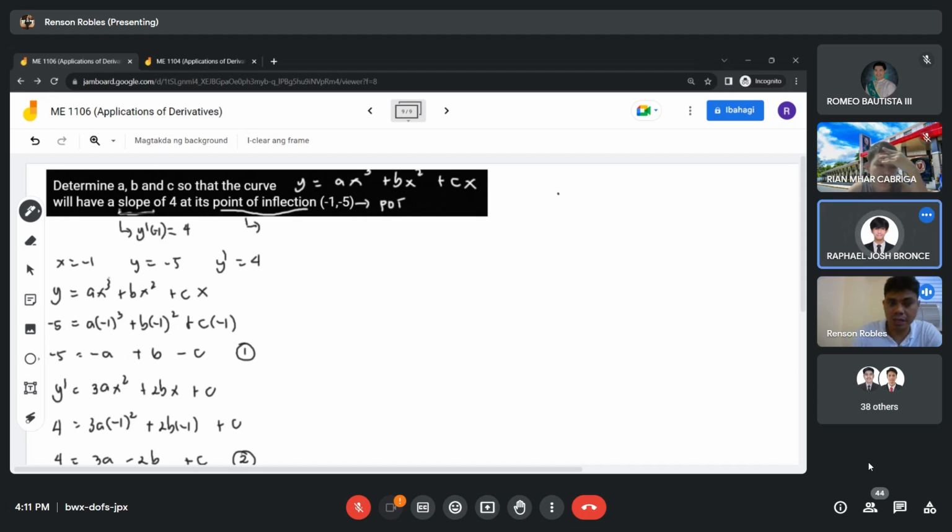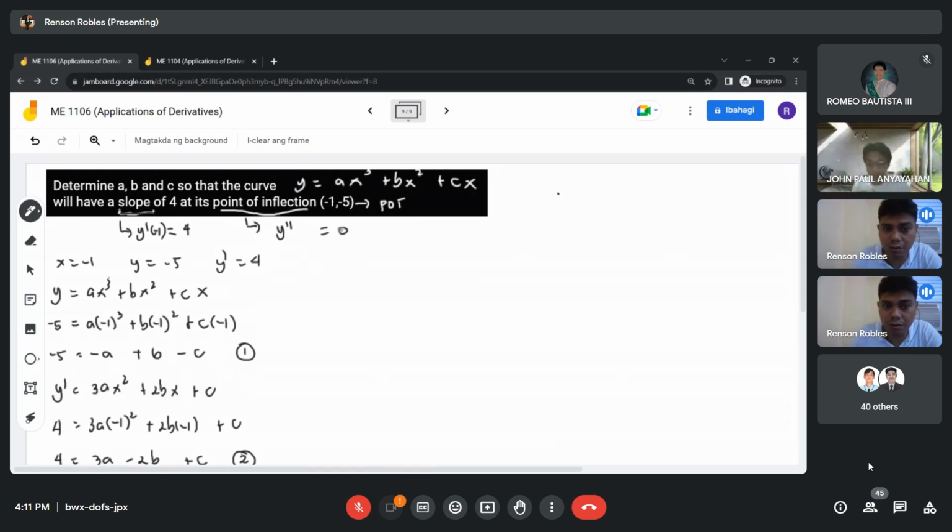Second derivative. So y double prime is equal to... How do you get the point of inflection? The second derivative test, and you let the second derivative be equal to 0. When you let the second derivative of y be 0, you get the value of x, which is -1. Okay?